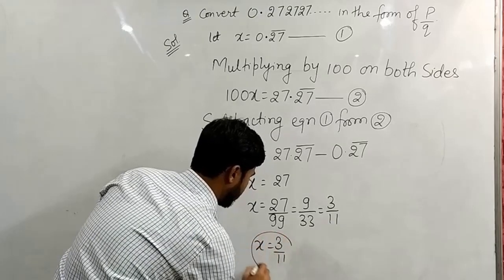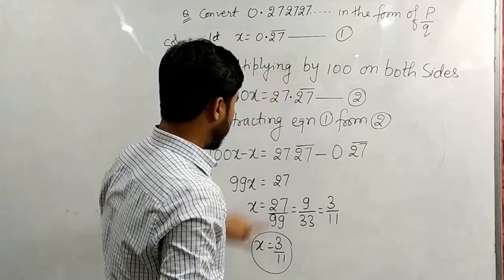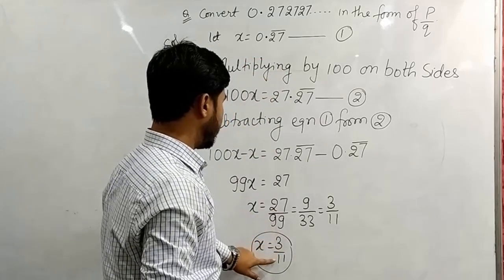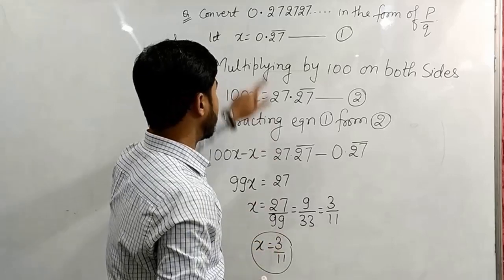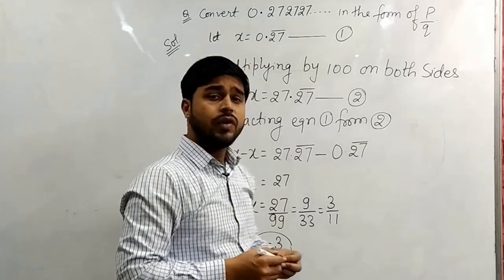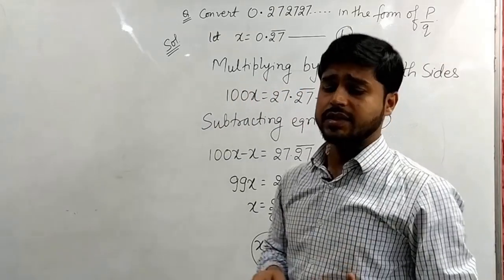Now you can clearly see that x was equal to 0.27 bar, and now x is equal to 3 by 11. So we can conclude here that 3 by 11 is the p by q equivalent of 0.27 bar. Understood? Now we'll go with one more example, and now you will become an expert in this topic.